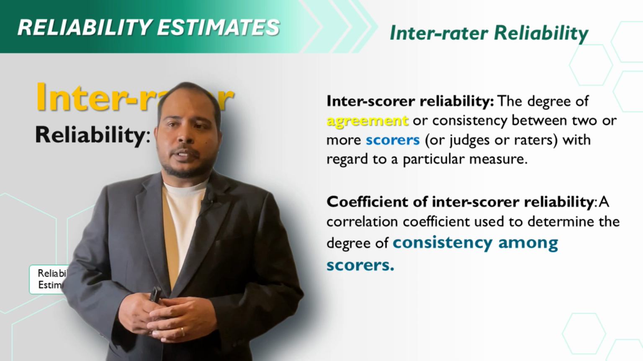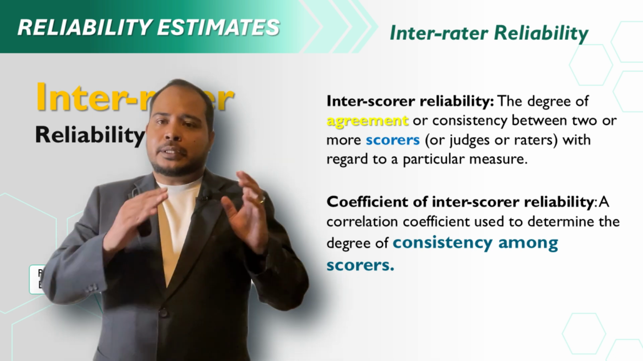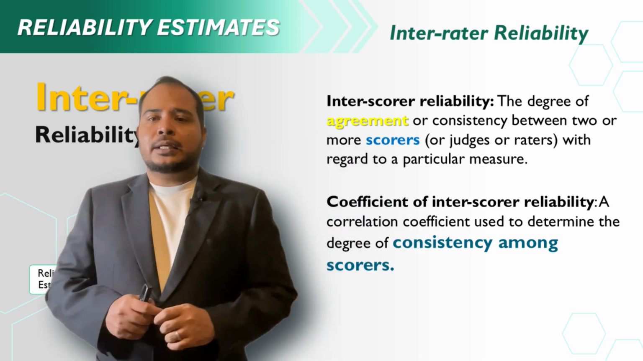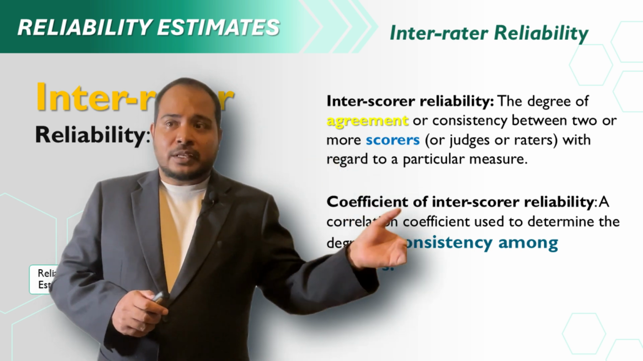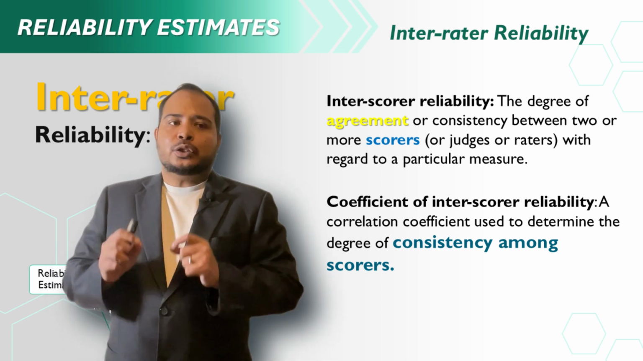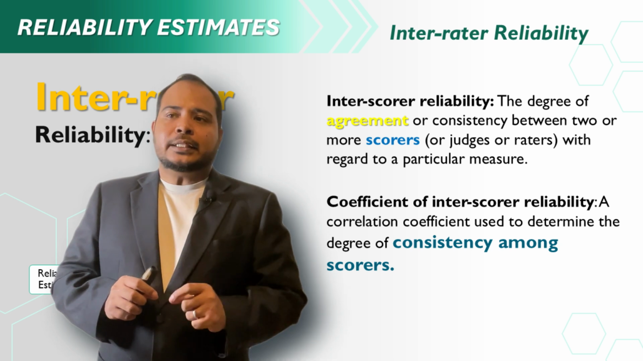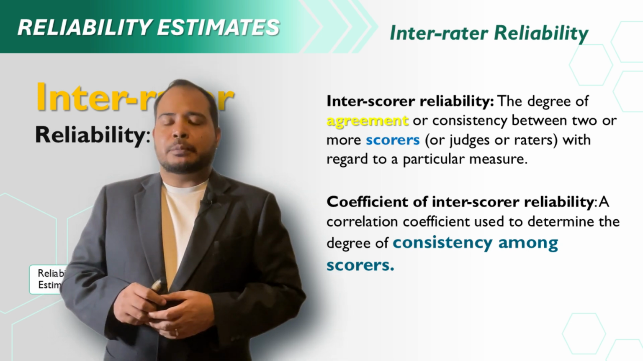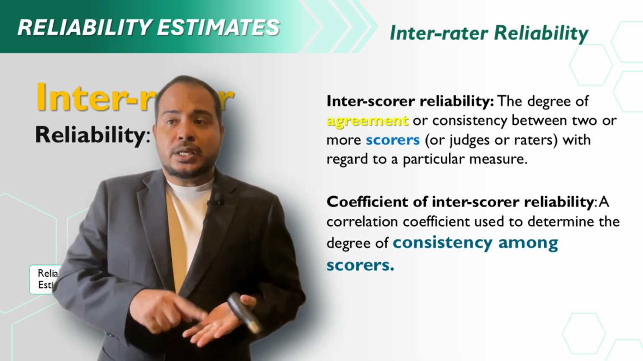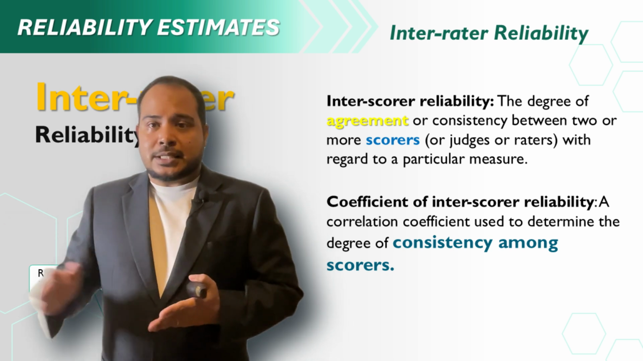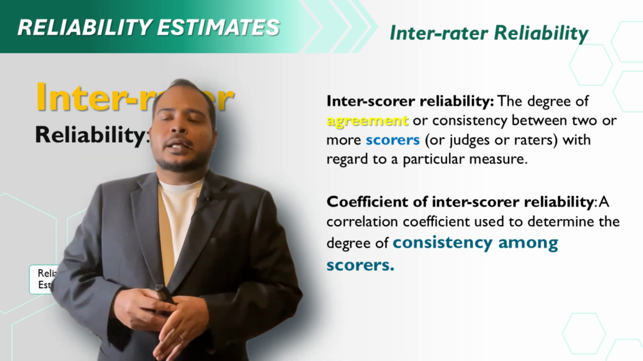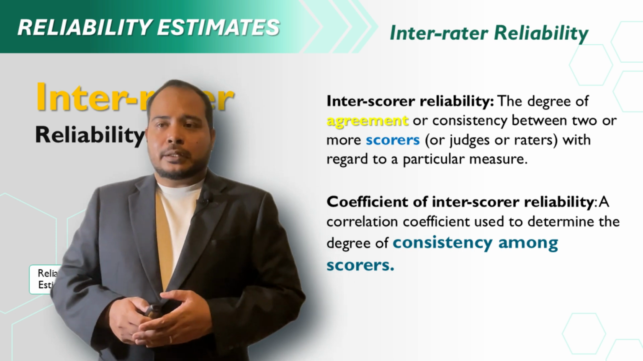Unlike test-retest reliability or alternate form reliability, where we measure coefficients of stability and coefficients of equivalence, for inter-scorer or inter-rater reliability we try to establish coefficients of inter-scorer reliability. So what is this coefficient of inter-scorer reliability? It refers to the correlations between the raters, the correlations between the experts, how they judge and rate the items. It is the consistency among the raters.